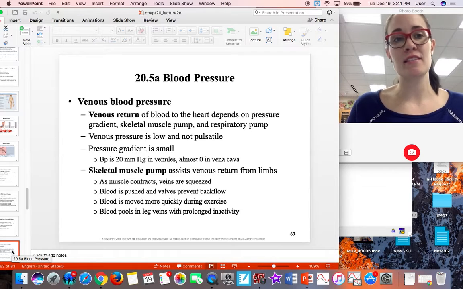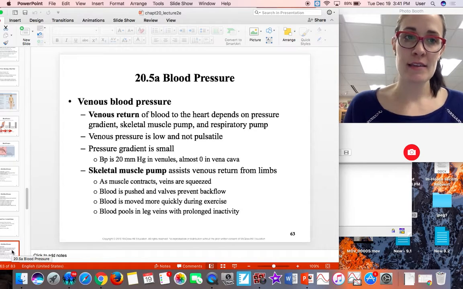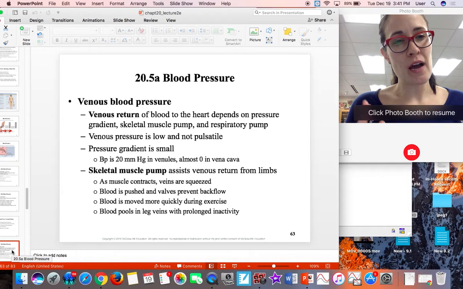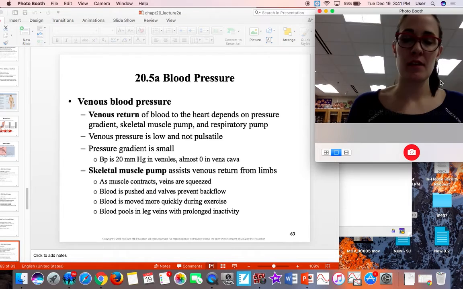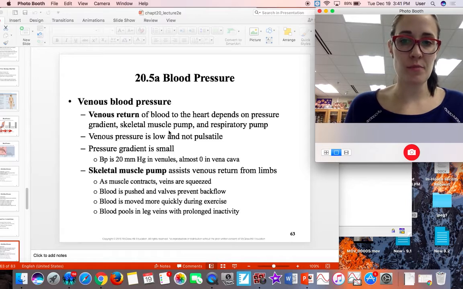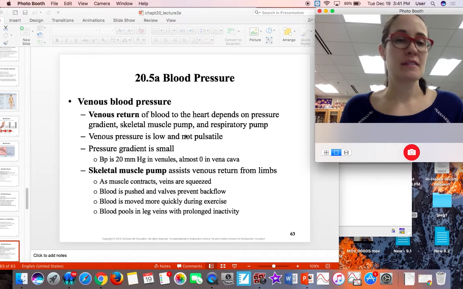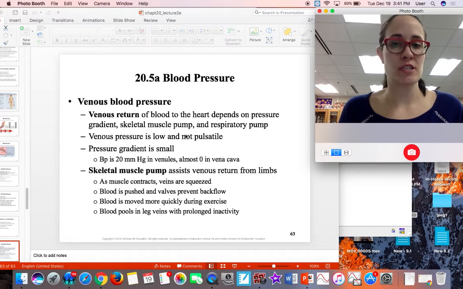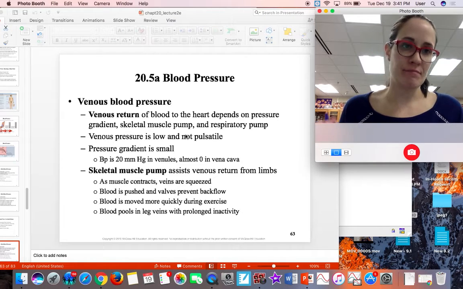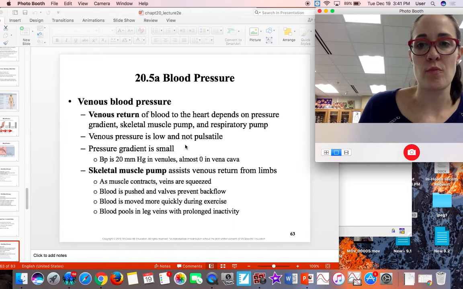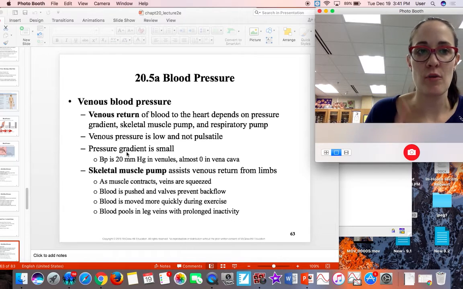Blood pressure in the veins is pretty much non-existent. So how does the blood get back to the heart? Well, it depends on a pressure gradient. Also, two other things that we haven't talked about yet: the skeletal muscle pump and the respiratory pump. And then the valves help ensure the one-way flow, the one direction.